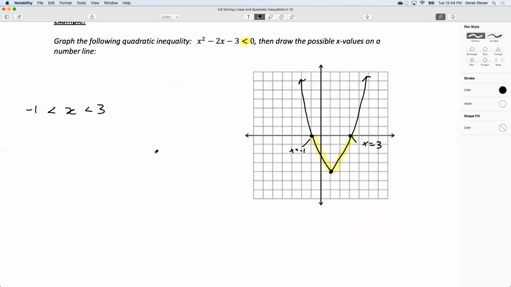If we want to represent this on a number line, we draw the number line, put 0 in the middle. We've got minus 1 over here. We've got 3 over here. And I'm just going to draw my ends of my line with open circles, and that tells me that those points are not included in the answer. So that number line is the solution to this inequality. Or we could represent it using an inequality like this. Either of these are answers.